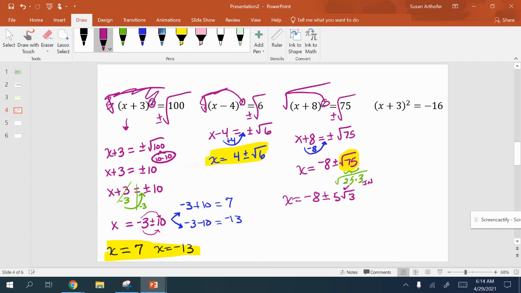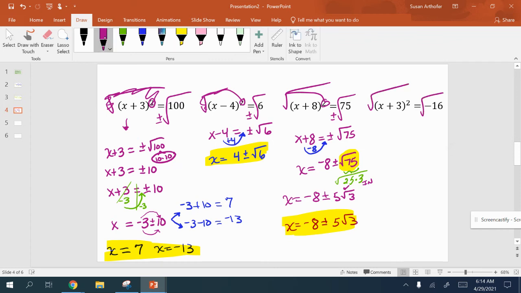So square root of 75 breaks down into 5 rad 3. And that would be our final answer then. X is equal to -8 plus or minus 5 rad 3. Okay, let's do one more.